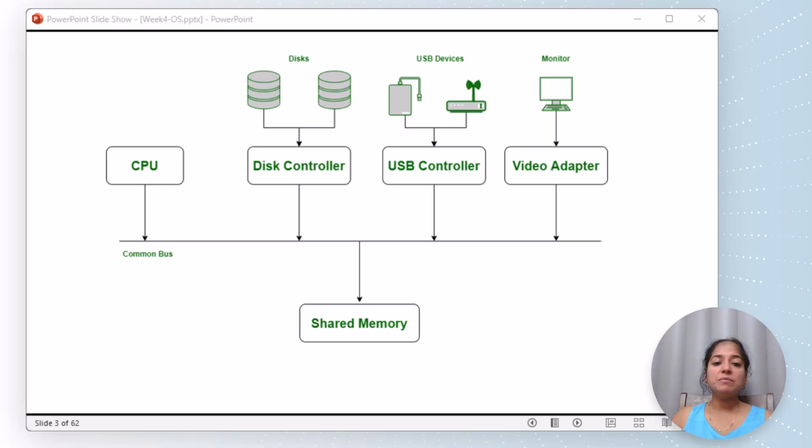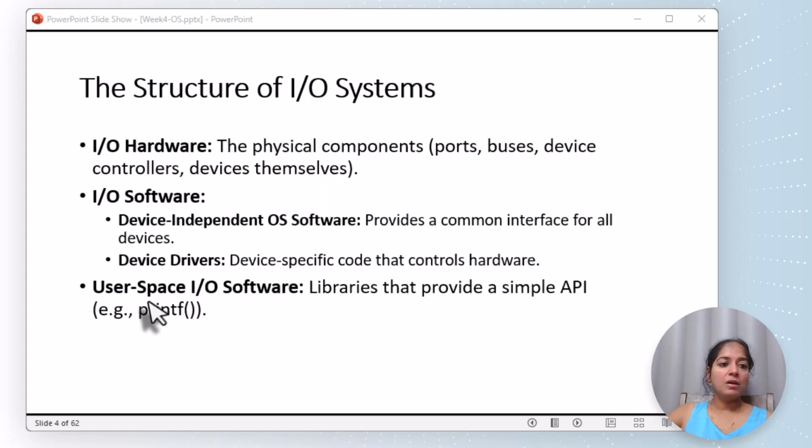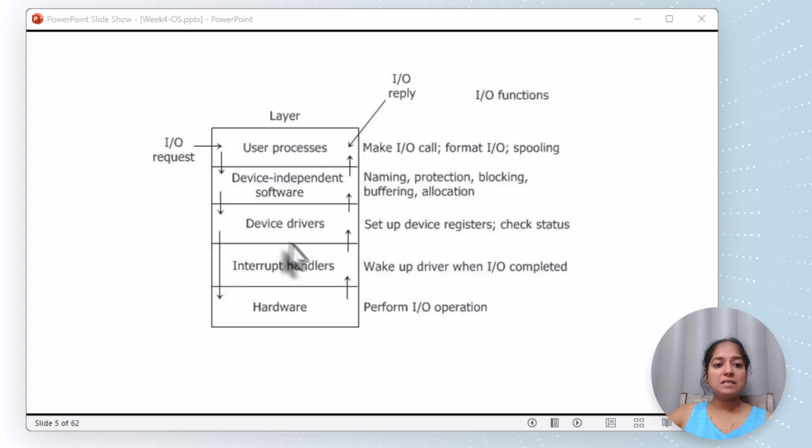Then we have user libraries, which are basically used to convert higher level APIs like printf, which we use in C or C++, and simplify input output for programmers. As an analogy, think of a supply chain. The application is the customer, device drivers are the warehouse workers, and the operating system is the manager, ensuring orders are handled consistently.